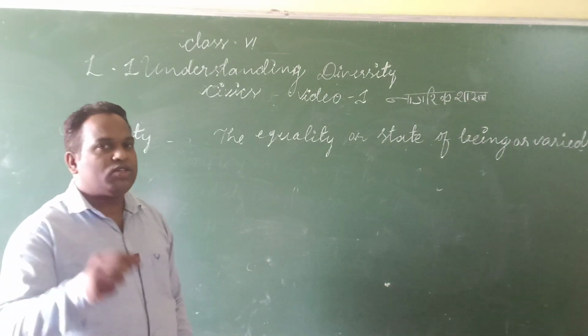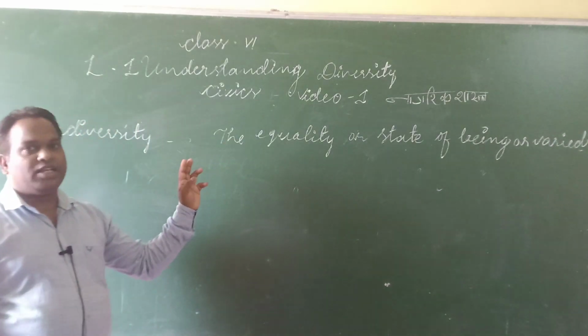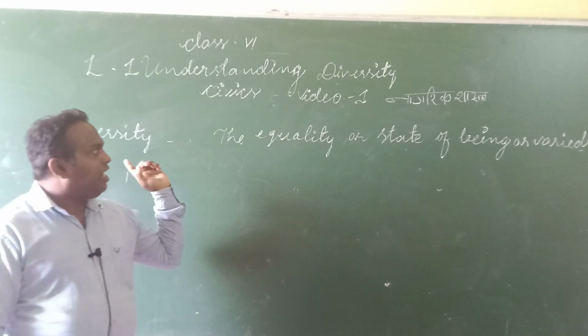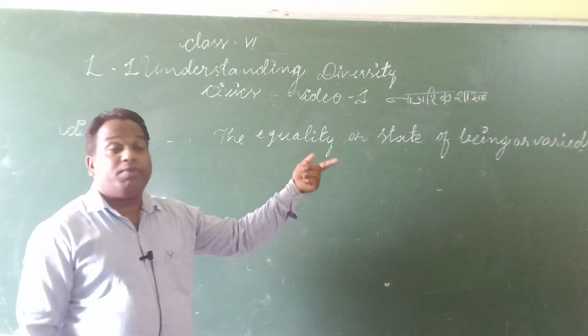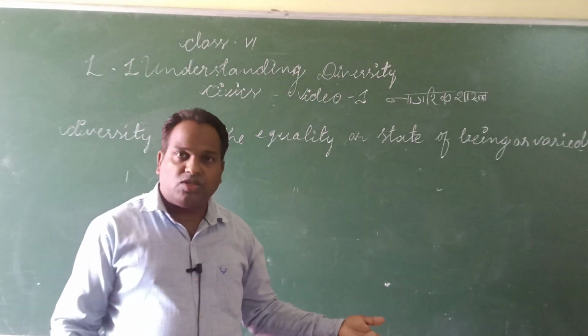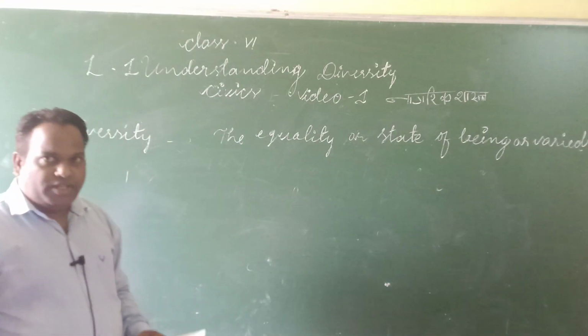Understood? Let's start diversity. See, look. You can see diversity, that is equality or the state of being varied. Another meaning: we find everything around us. That is known as diversity.